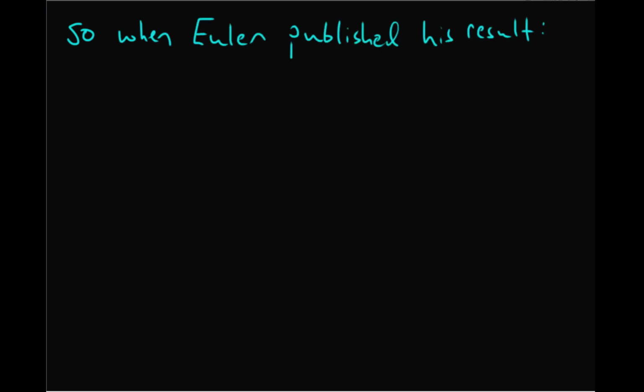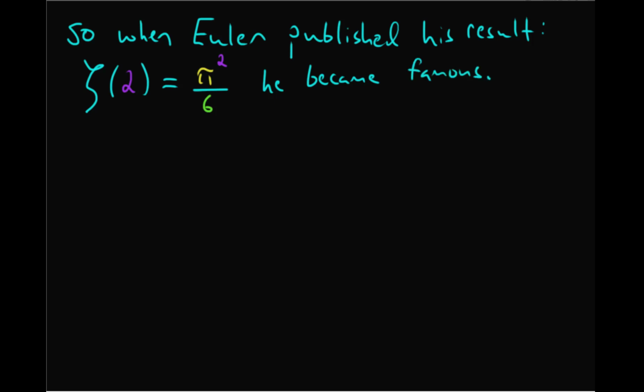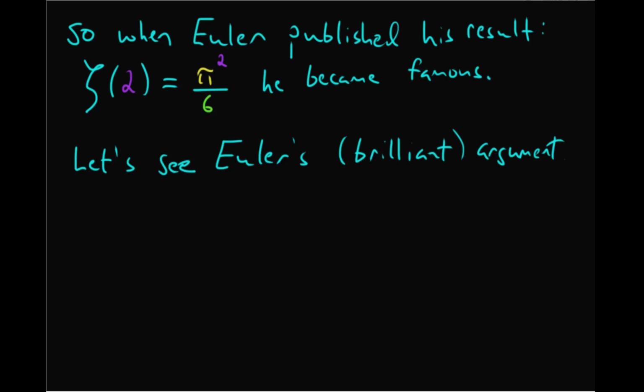So when Euler published his result, that zeta of 2 equals pi squared over 6, he became famous overnight. And I mean, it's just kind of an amazing result, right? Why should the sum of the reciprocals of the squares have anything to do with pi? But we'll see that it does. So let's follow Euler's amazing argument to prove that zeta of 2 equals pi squared over 6.